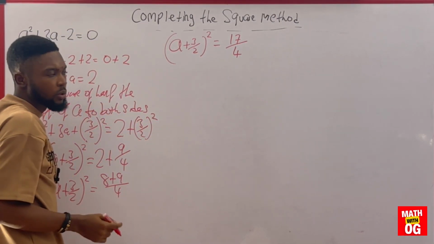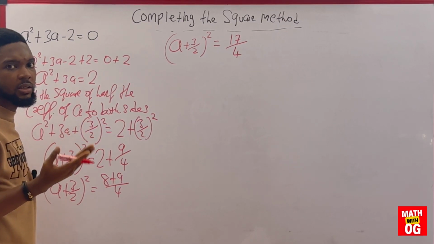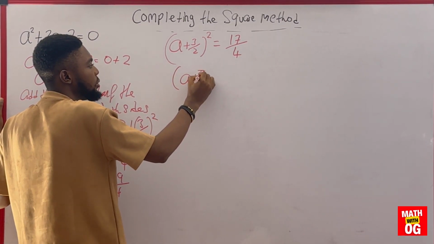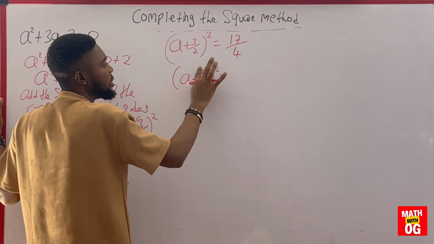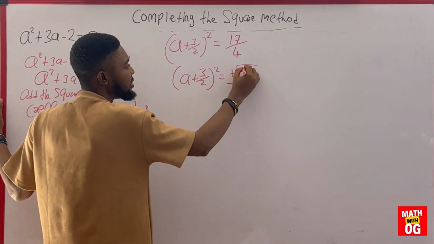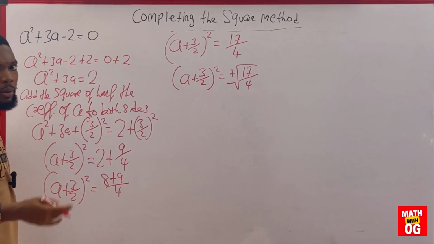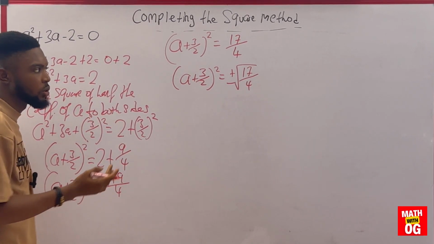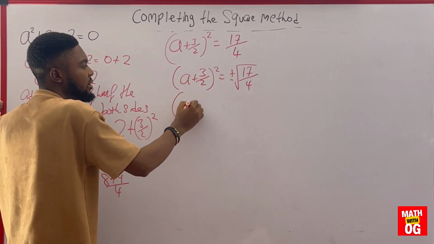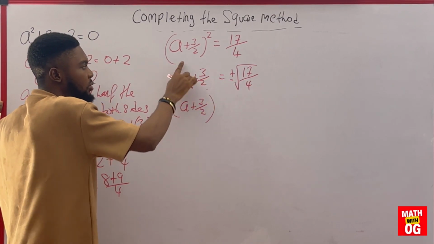Now we'll take the square root of both sides. And remember, the square root of a positive number is a positive or negative root of that number. So this will give us a plus 3 over 2 is equal to positive or negative square root of 17 over 4. Now, square root of 17 is an irrational number, hence a surd, but square root of 4 is not a surd. So square root of 4 is simply equal to 2. So I can write here, this is a plus 3 over 2. I've looked for the square root, so there's no more square root sign here.